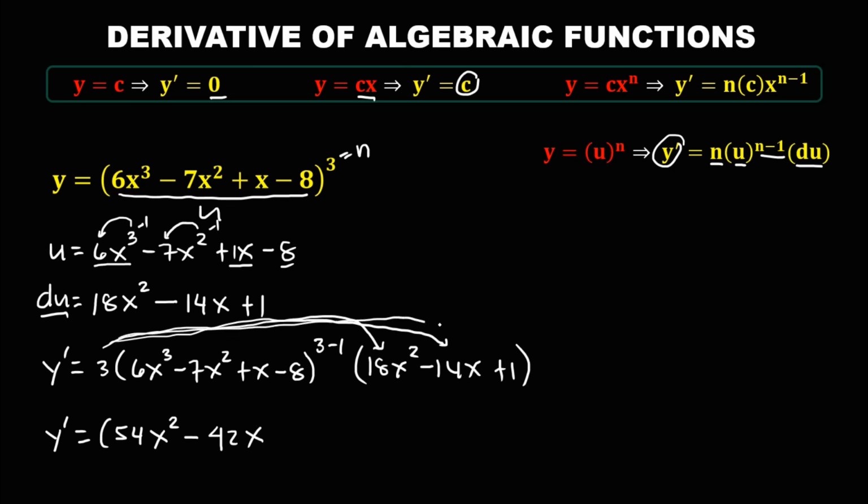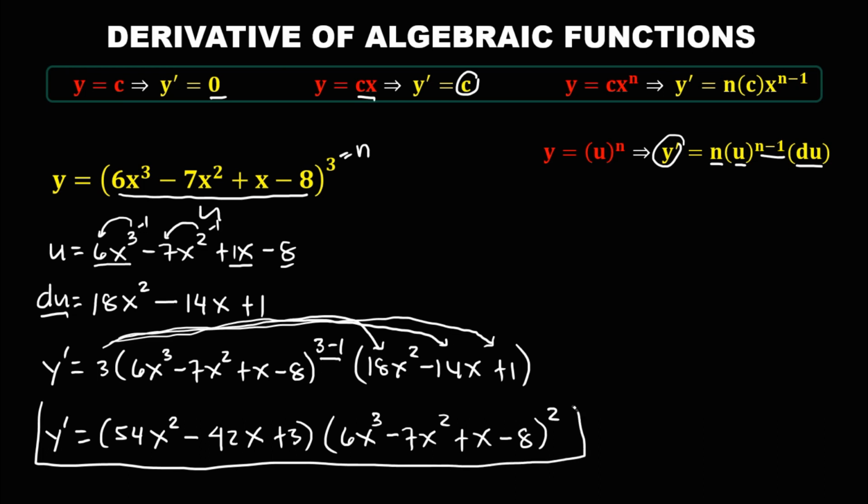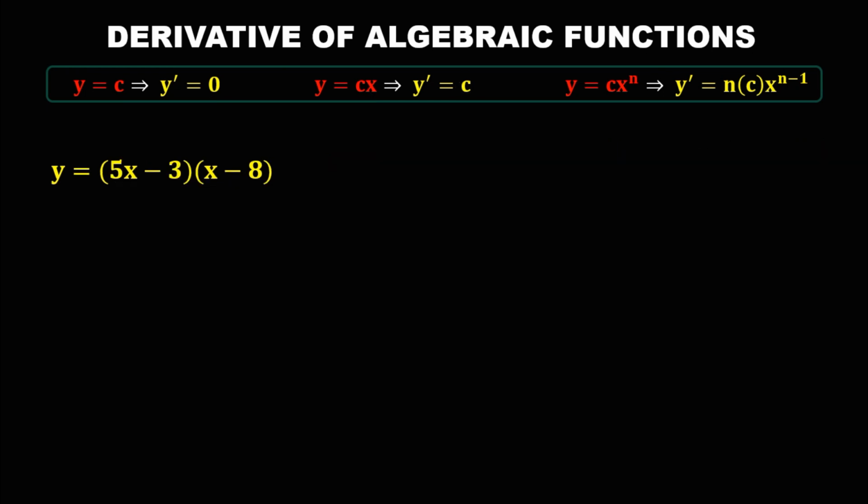And this 3 times 1. So that's positive 3. Then times 6x to the power 3 minus 7x squared plus x minus 8 to the power positive 2. So this is now the derivative. Then for this given, we can solve this problem using the product rule.